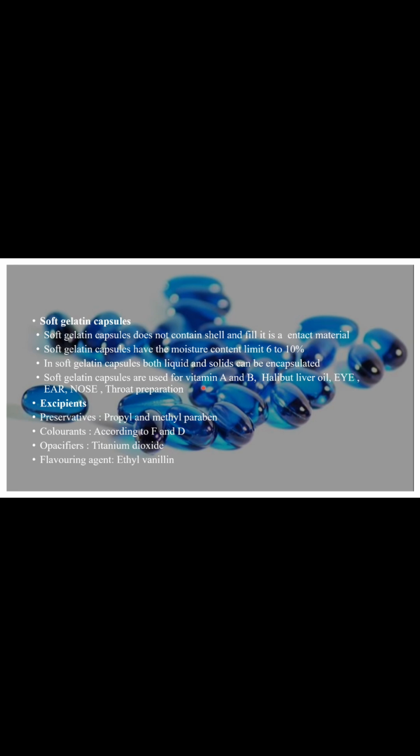Next, the excipients used for making soft gelatin capsules. Preservatives like propyl and methyl parabens are used to prevent microbial growth. Commonly used preservatives are propyl and methyl paraben. Then colorants are added as per the FDA regulations to provide color to the capsules.